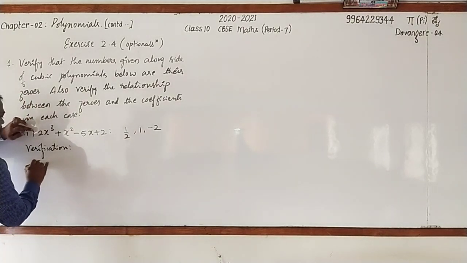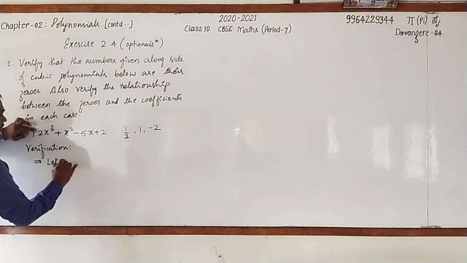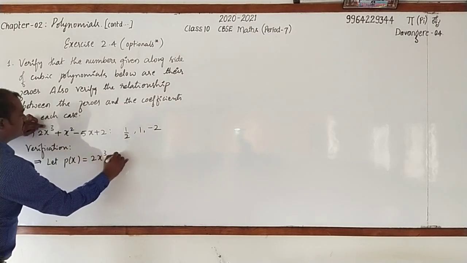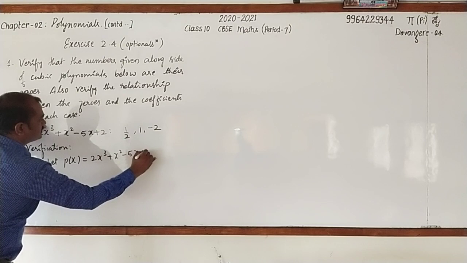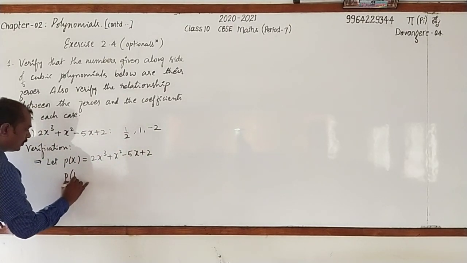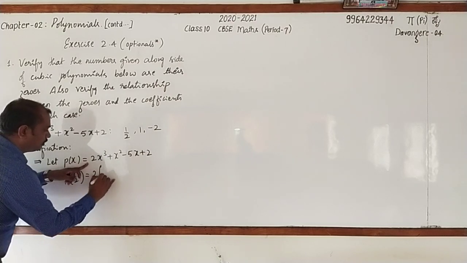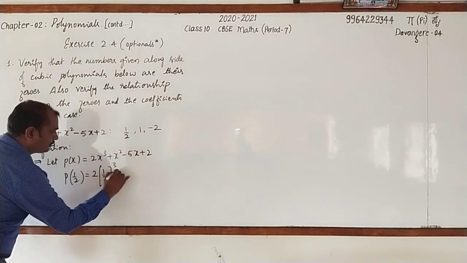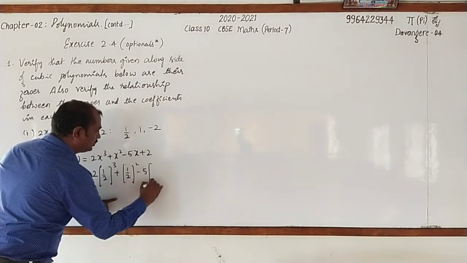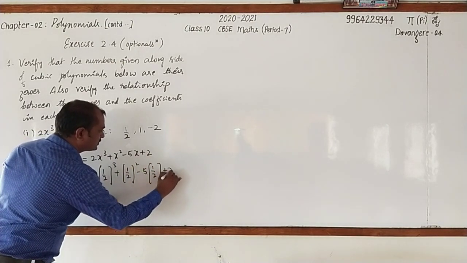Hence, I go for assuming the given cubic polynomial as P of x. P of x is equal to 2x cube plus x square minus 5x plus 2. Substitute 1 by 2 in place of x. P of 1 by 2 is equal to 2 into 1 by 2 whole cube plus 1 by 2 whole square minus 5 into 1 by 2 plus 2. Clear?